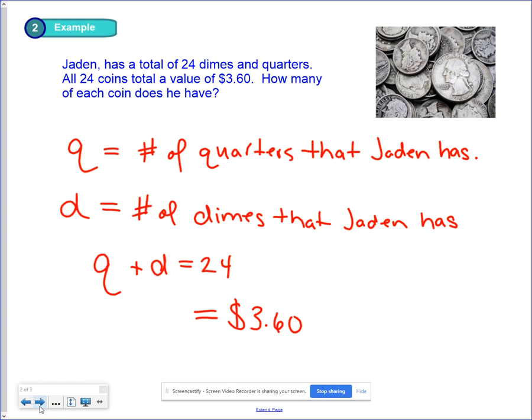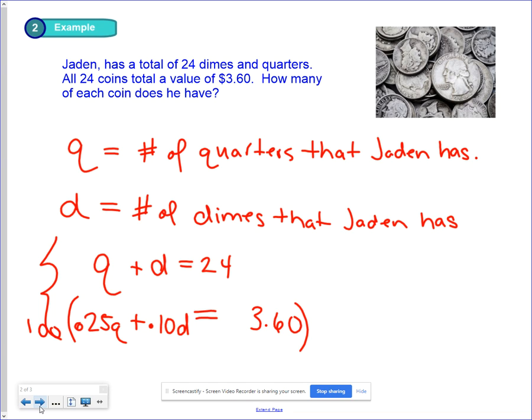Well, a quarter is 25 cents. A dime is 10 cents. So here's my system of equations right here. But it looks complicated because of the decimals. So if you have an equation that has decimals and they all go out to the same decimal point, you can get rid of the decimals by multiplying through by whatever place value it goes out to. So it goes out to the 100s. So let's just multiply this equation by 100.